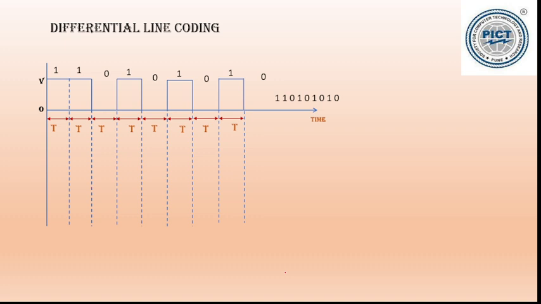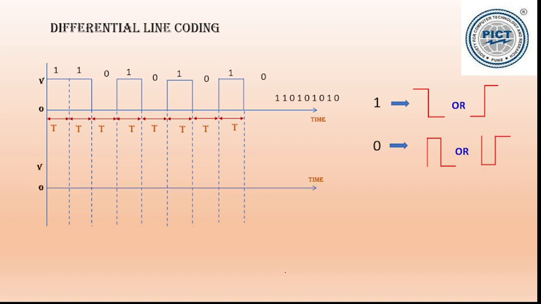So in differential line coding, 1 is represented by either plus Z or reverse Z. Similarly, 0 will be represented by either this positive pulse or this negative pulse. Let us see how we can represent these values here. So it is again using a single voltage level, that is V volts and 0 volt. Let us see how this 1 will be represented here.